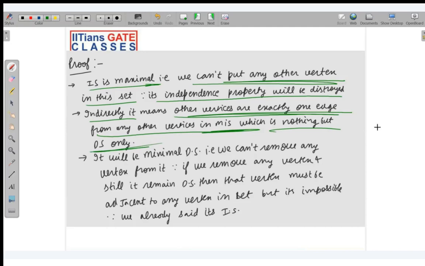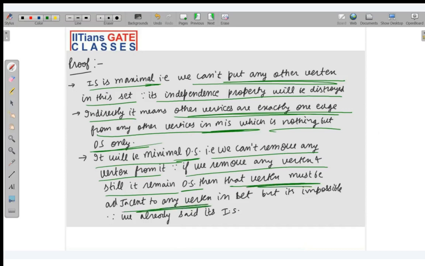Okay, yes. So next, it will be a minimal dominating set. That is, we can't remove any vertex from it, because if we remove any vertex and it still remains a dominating set, then that vertex must be adjacent to some other vertex in the set, but it is impossible because we already said it is an independent set. Okay, so you can read it out. If you have any doubt, you can ask me in the next lecture. It is very simple what I have written. So take snapshot. I will jump to the next slide.